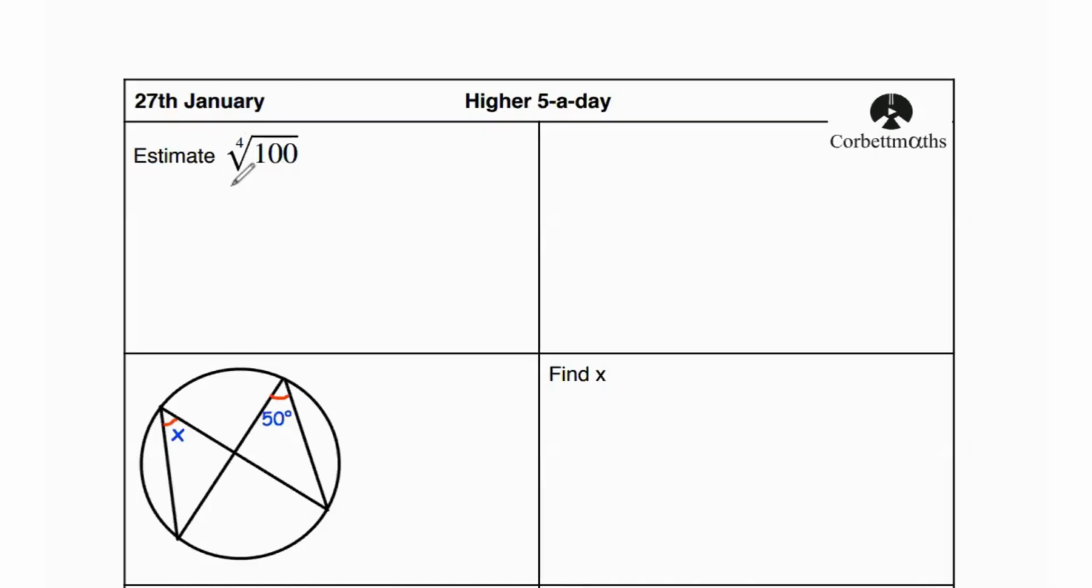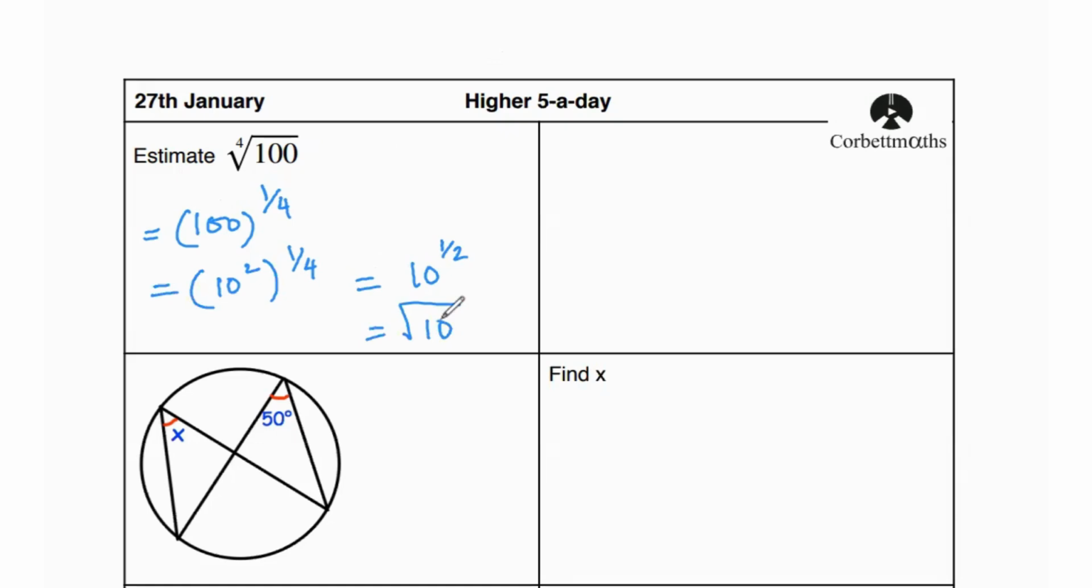First question says, estimate the fourth root of 100. So fourth root of 100 basically means 100 to the power of 1 over 4. Now we know 100 is 10 squared. That's 10 squared to the power of 1 over 4, which is 10 to the power of 1 over 2, which is basically the square root of 10.